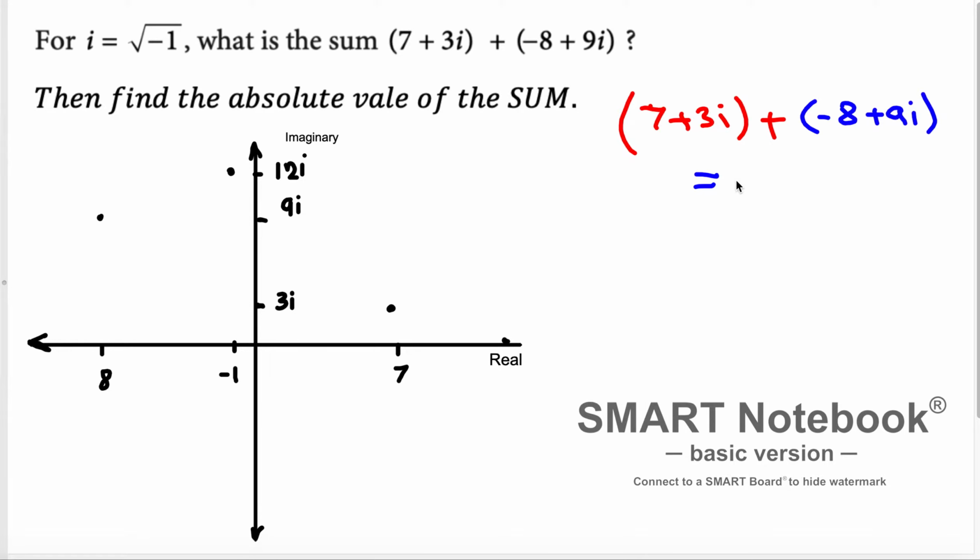7 minus 8 is minus 1. And the imaginary part, 3i plus 9i, is plus 12i. And now if we want to find, for example, the absolute value, we put the sum in this form: minus 1 plus 12i.